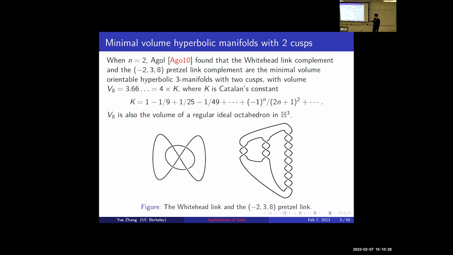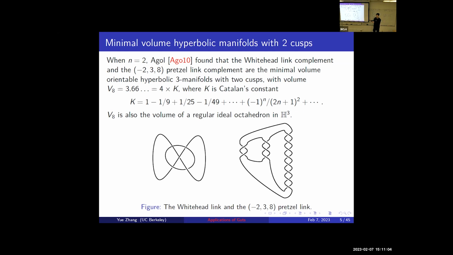And then Ian Agol found the minimum volume hyperbolic manifold with two cusps. The Whitehead link complement and the (-2,3,8) pretzel link complement are the only minimal volume orientable hyperbolic manifolds with two cusps. And its volume is v8, which is the volume of a regular ideal octahedron in hyperbolic space. And he used some technology called GUTs.